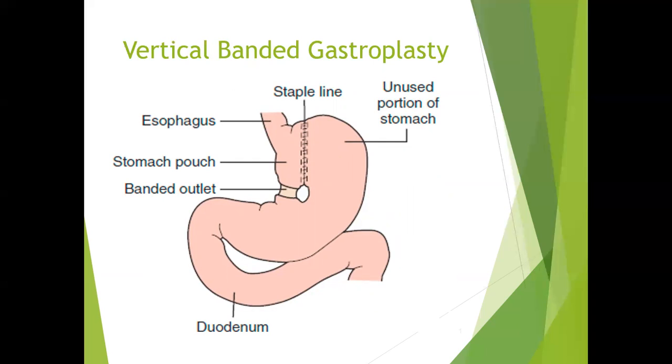Vertical banded gastroplasty. If you look here, you can see the staple line and the restrictive area that's created a stomach pouch. There's a banded outlet to provide a space for food to make its way into the duodenum. And you see that large section of unused stomach.